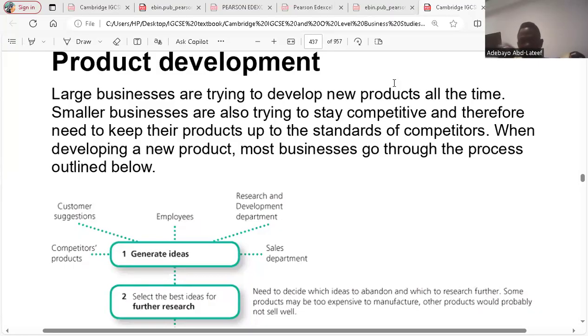We're still on marketing mix products. Today we want to talk about product development, the cost and benefit of developing new products. So we start with product development.